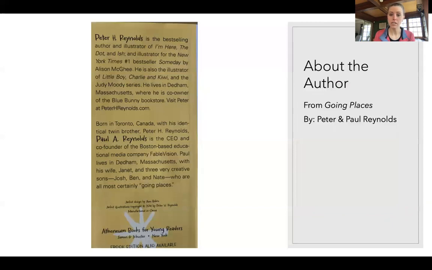Another thing we talked about is including an about the author. Remember when we read Going Places and we learned that Peter and Paul Reynolds were twins? And this is what they wrote about themselves. They wrote about different books that they've read, that they've written, and different ways that they were inspired, where they live, a lot of different things like that. So you can include that in your book when you write your about the author.